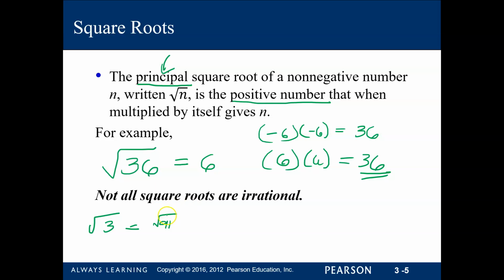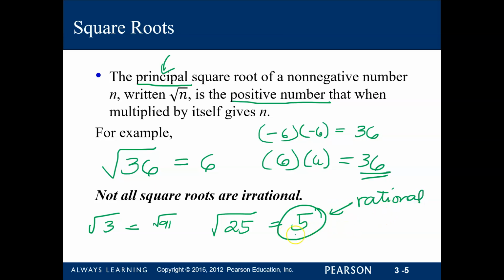But not all radicals, not all square roots, are irrational. How do we know? When we have the square root of 25, the square root of 25 is actually 5. And what is 5? 5 is a rational number. From our previous discussion, when we say rational, we can express the number as a ratio of a numerator and denominator. We can write 5 as 5 over 1 or 10 over 2 and so on. So just bear in mind that not all square roots are irrational.